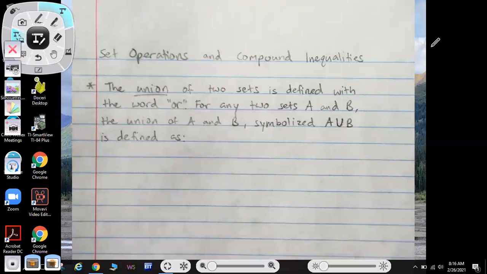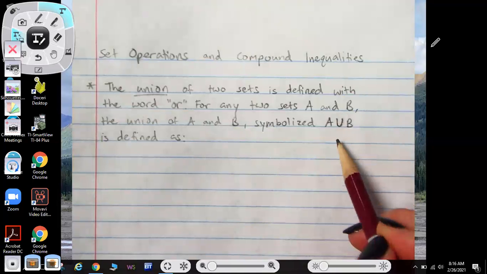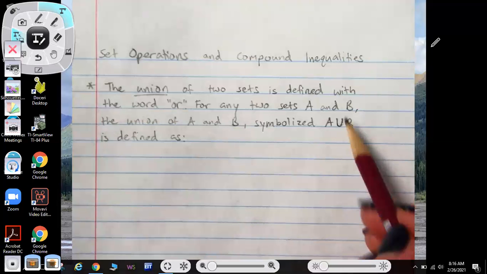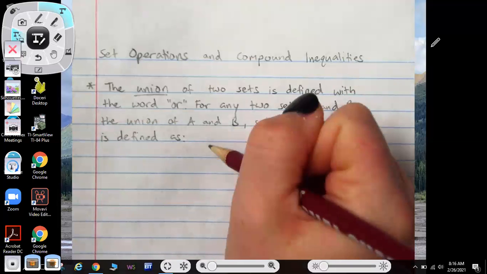Okay, the union of two sets is defined with the word or. For any two sets A and B, the union of A and B, symbolized A, this U symbol, should be pretty easy to remember. This U symbol stands for union. B is defined as, okay, the best way I think to explain it is with a Venn diagram.